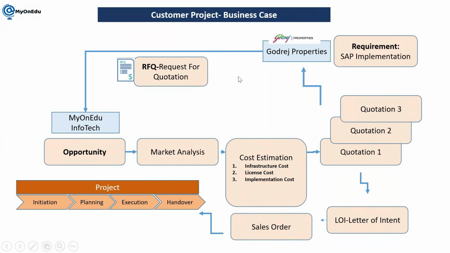Once it is awarded, we can create a sales order, and with reference to that, we can create a project in the project system. So this is a business case here. We'll go into more detail once we reach that particular stage to understand this scenario. But primarily, if you have any question on this slide, please let me know.